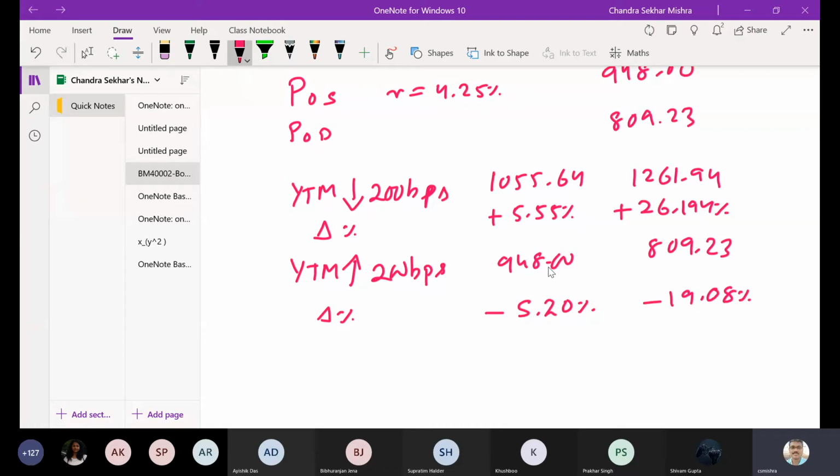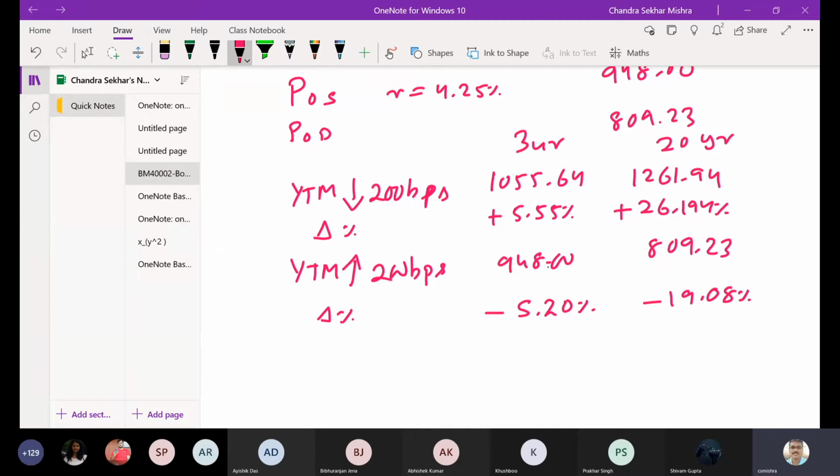This is the 3-year bond. This is a 20-year bond. What is the conclusion here? Is the bond more risky in the case of a longer tenure or shorter tenure? With a 200 basis point change either side, your first bond's value is changing between plus 5.5% to minus 5.20%, whereas the same thing is 26.194% to 19.08%. So what does it mean?